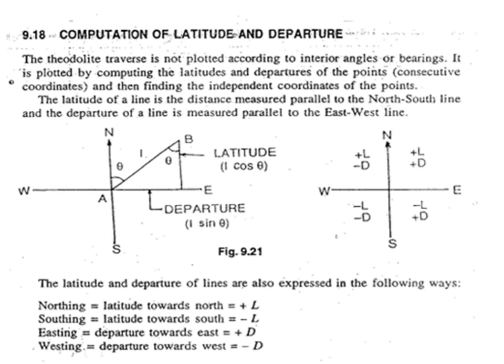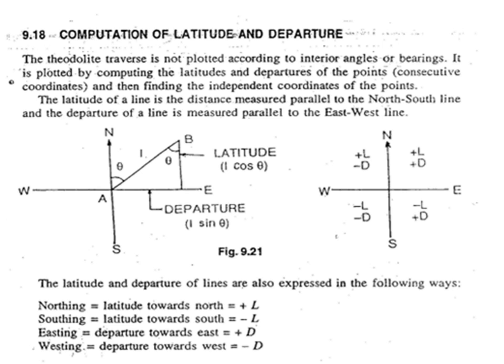So in this slide we are going to see the computation of latitude and departure. In the theta traverse survey, it is not plotted according to interior angles or bearing. So it is plotted by computing the latitude and departure of the points, and latitude and departure of the points is nothing but they are the consecutive coordinates, and then finding the independent coordinate of the points. The latitude of a line is the distance measured parallel to north-south line, and departure of a line is measured parallel to east-west line. So in the figure 9.21 you will find that there is a line AB.